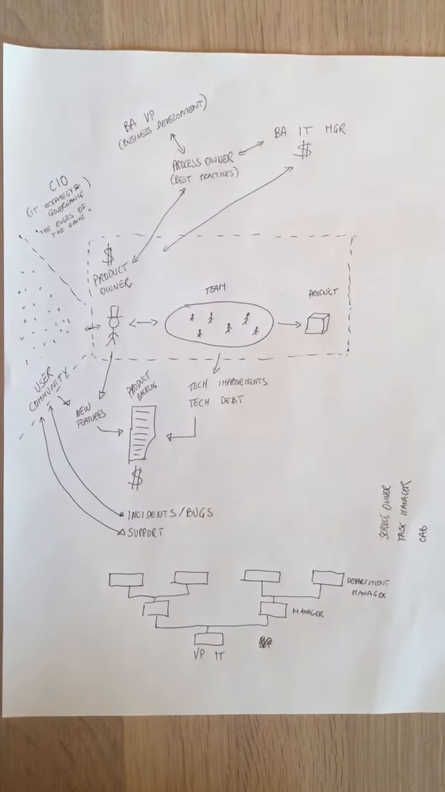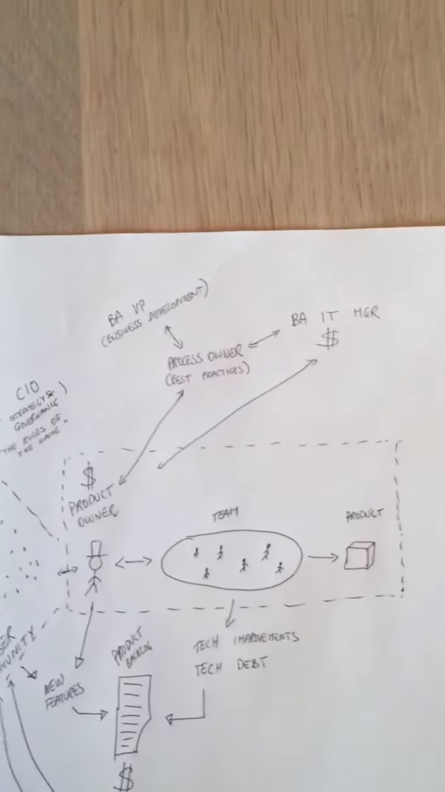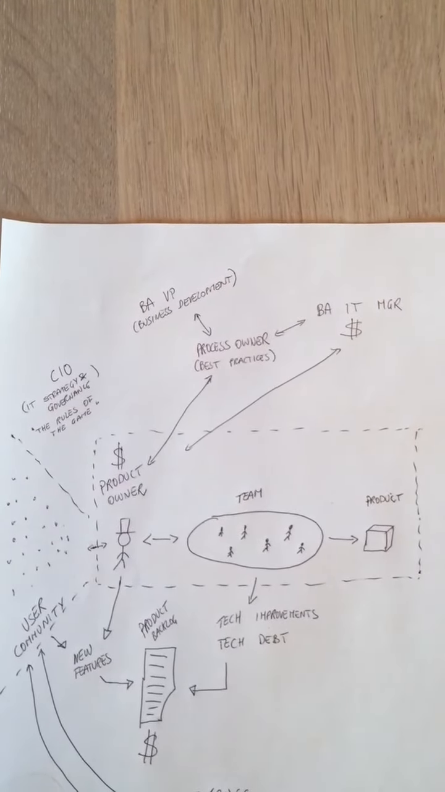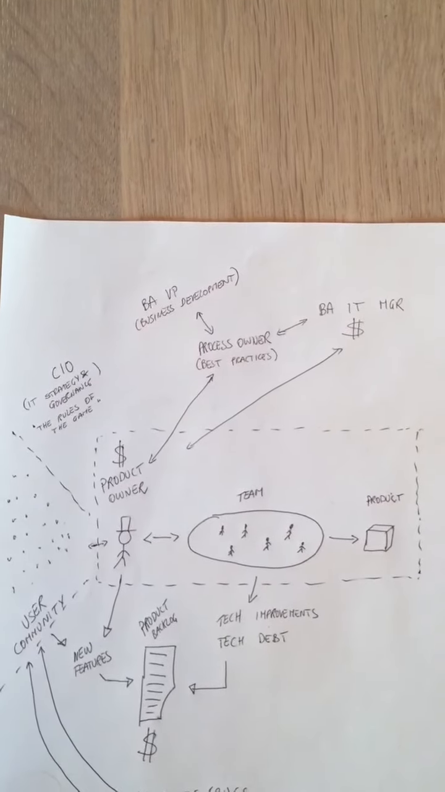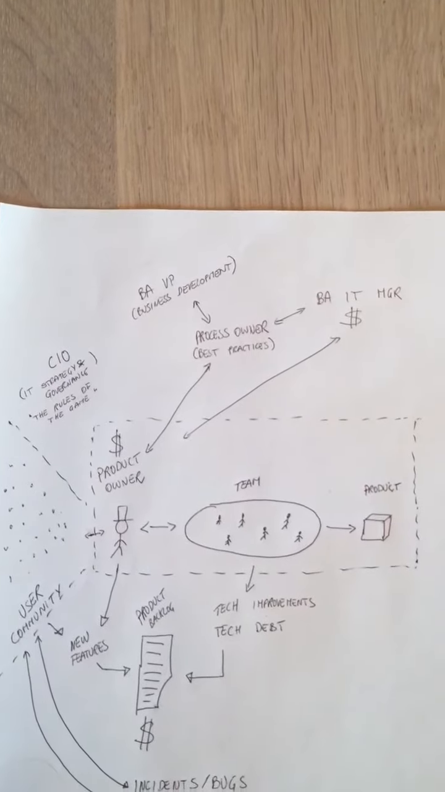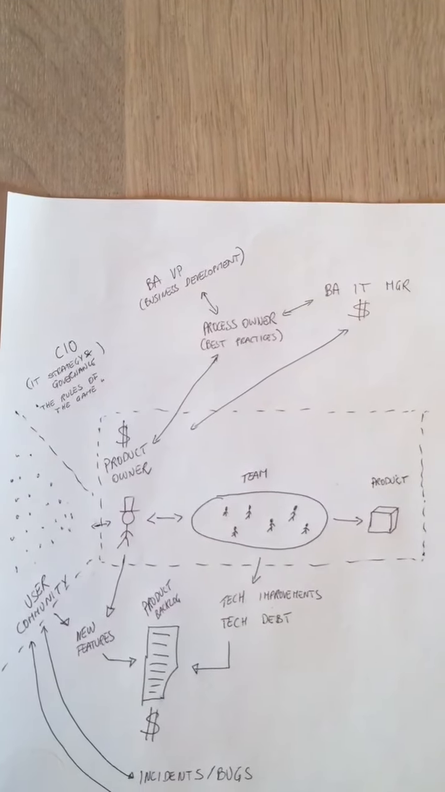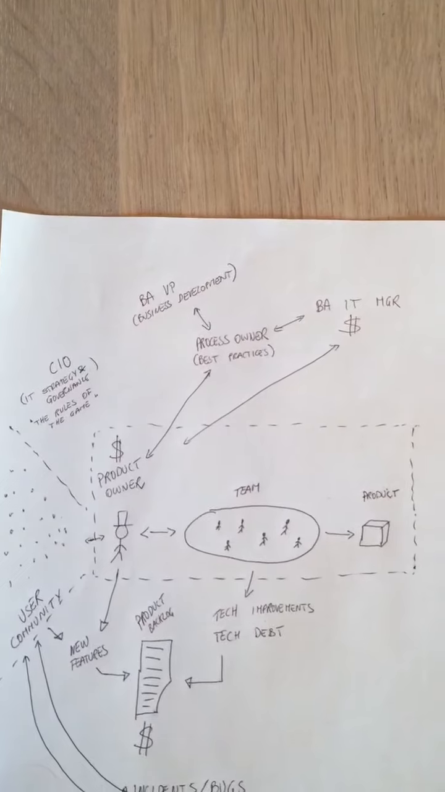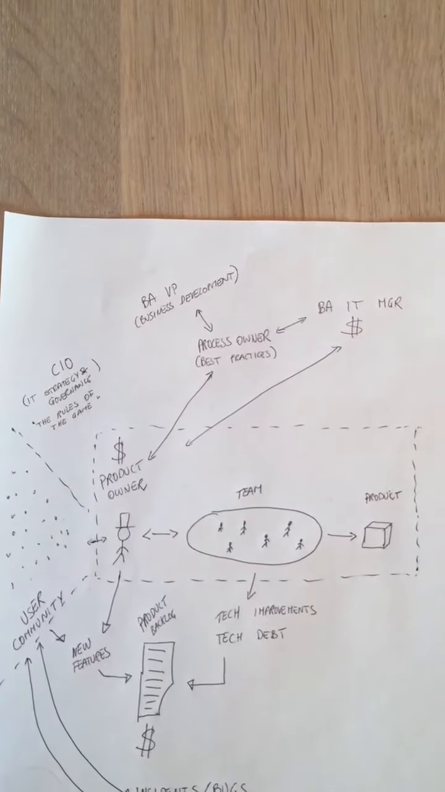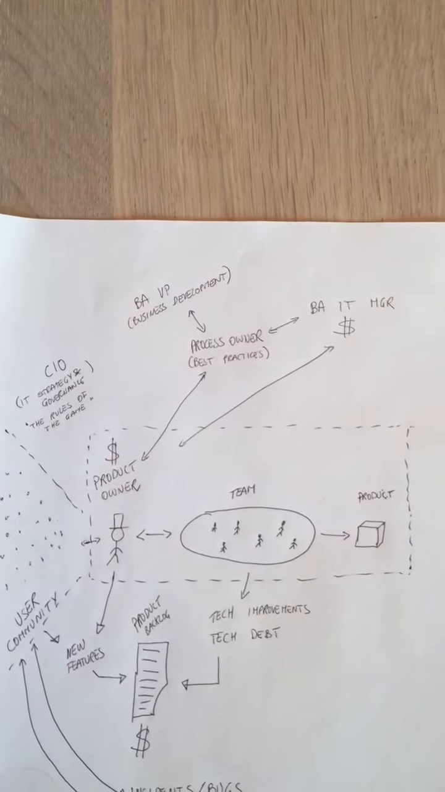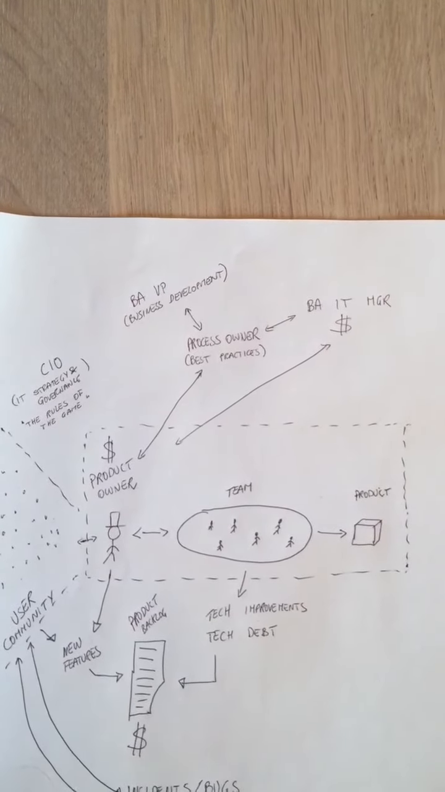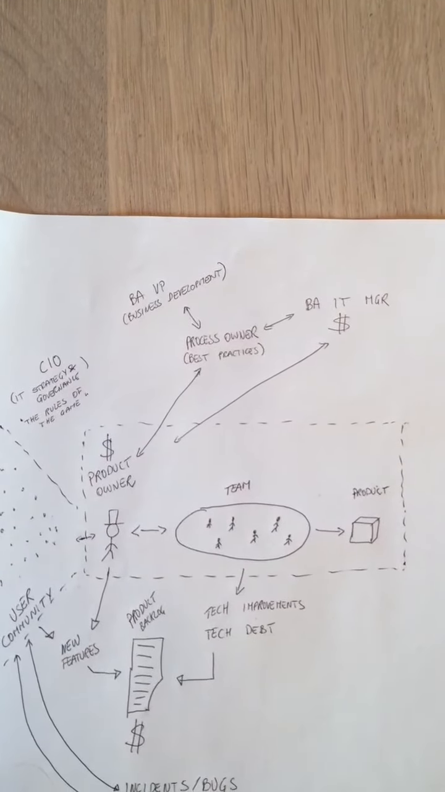It's important to notice that all the other roles at the top, the CIO, the business area VP, the process owners, the business area IT managers, they cannot request changes to the product directly. It all has to go to the product owner. He, of course, needs to act within the rules of the game, or the IT strategy and the IT governance, but he decides what goes into the product.